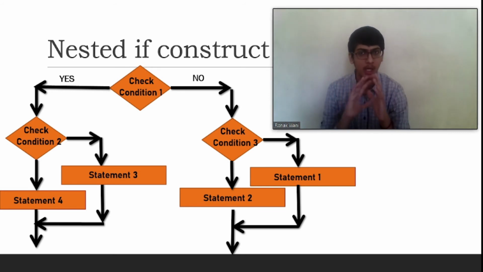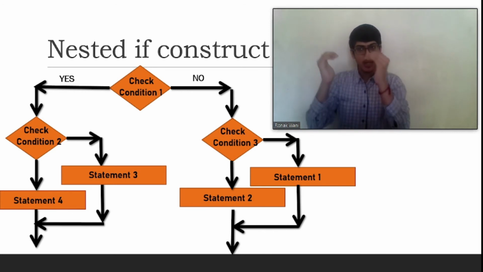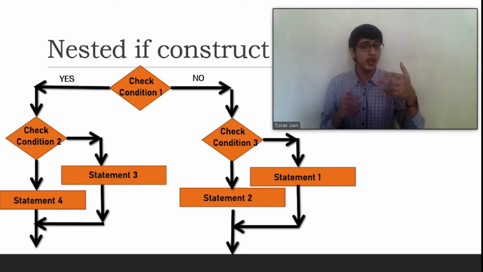Okay, so now let us understand the diagram. First the control enters and checks whether condition 1 is true or not. If it is true, it will go on to check condition 2. If check condition 2 is also true, then statement 3 is executed and the program is terminated. But if check condition 2 is false, then it will immediately jump on to statement 4 and execute that. But if check condition 1 was false itself, it will not go on to check condition 2.